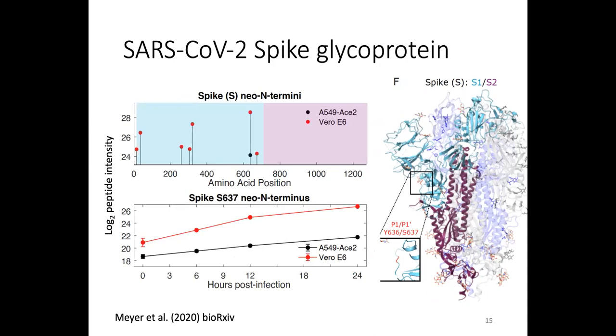Because we had used TMT-based quantification, we were actually able to track the abundance of this cleavage over time. And as you might expect, in line with increases in spike overall, we do see smooth increases in the abundance of this cleaved spike S637 neo N-terminus.